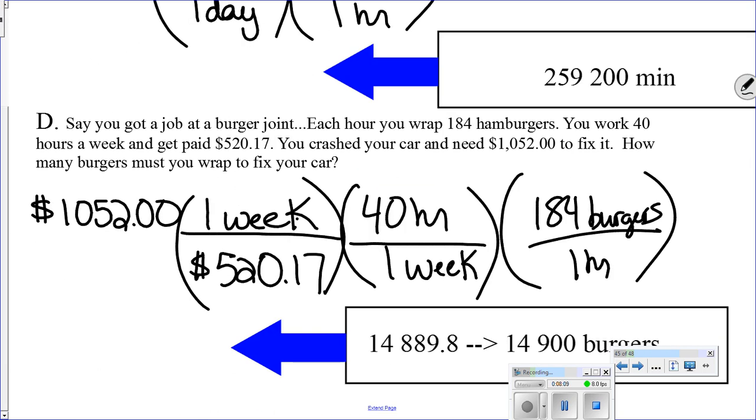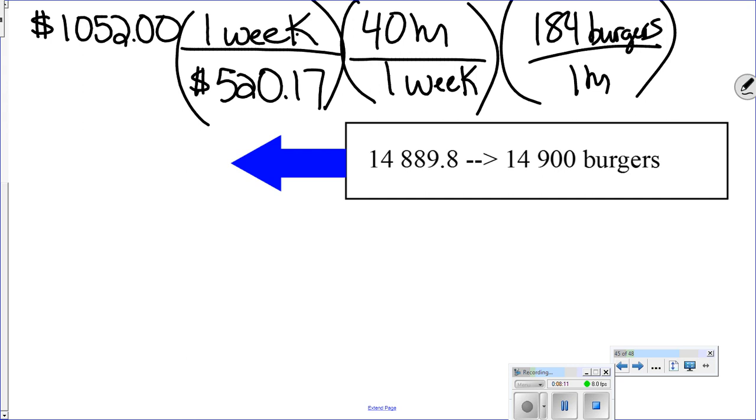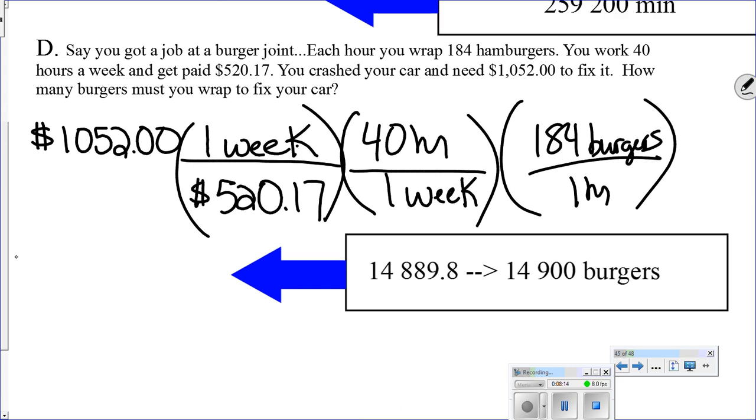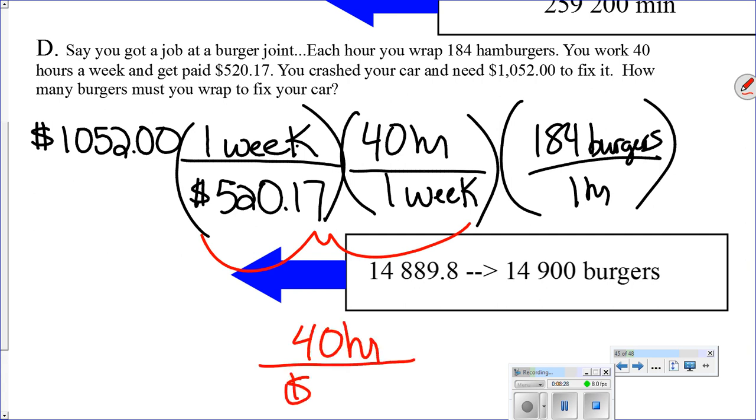One of my favorite fun little problems is the idea that if you were wrapping burgers and you crashed your car, how many burgers would you have to wrap to fix it? One thing I did that you may have done a little differently is that these 2 conversion factors right here can actually be combined. 40 hours is equivalent to $520.17. So if you combined those 2 and totally left out the step of the week, you're going to get the same answer and your setup is totally fine.